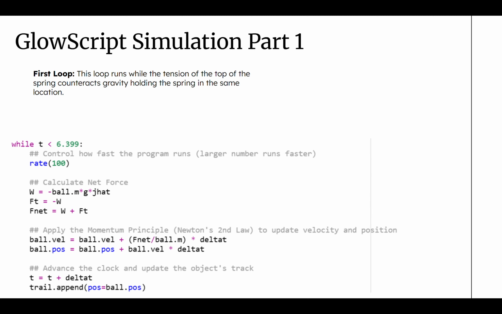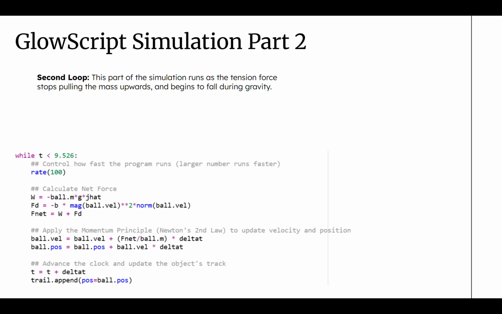For our first loop, this is going to be during when the slinky is not actively falling. The bottom of the slinky is staying stationary and staying in the same position. In this case, we still have the force of the slinky, which is exactly equal to the negative of the force of gravity, which is negative the mass of the ball times g times j hat. And here we just have the momentum principle and just advancing the clock.